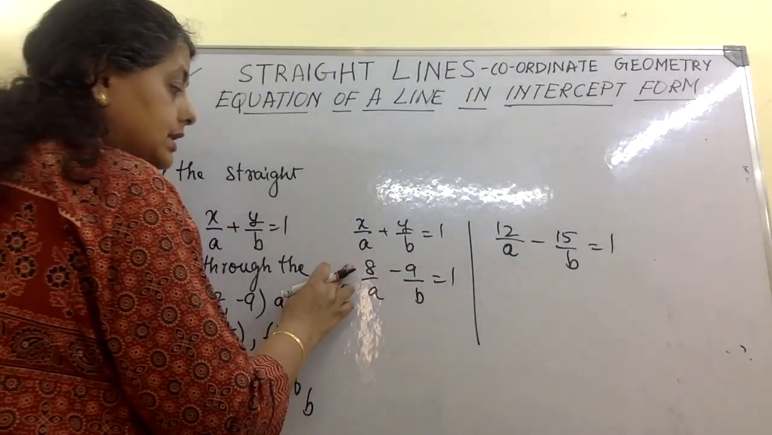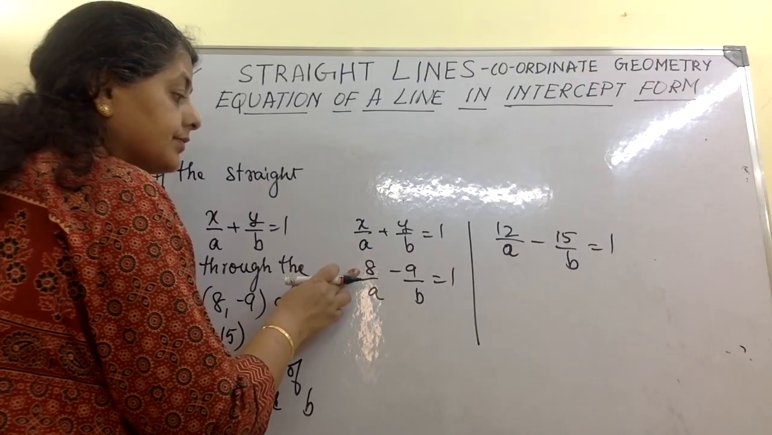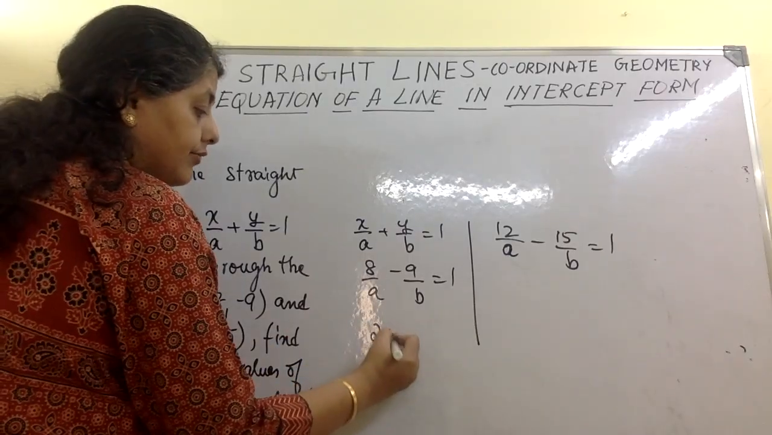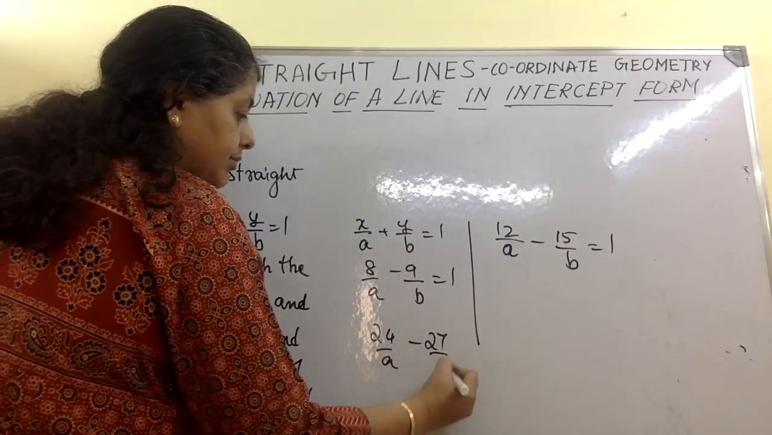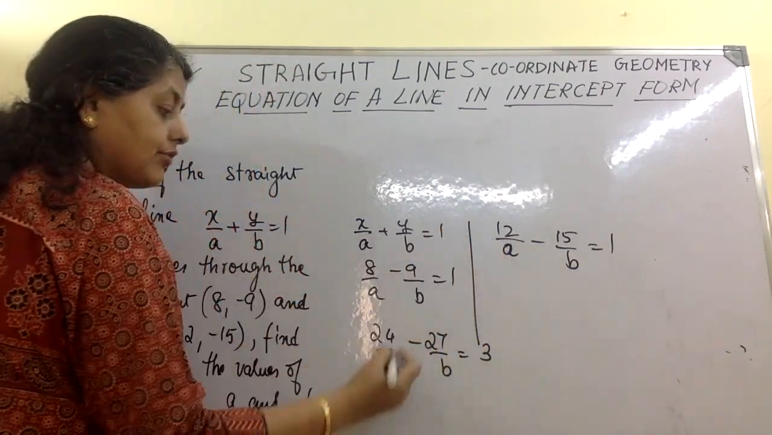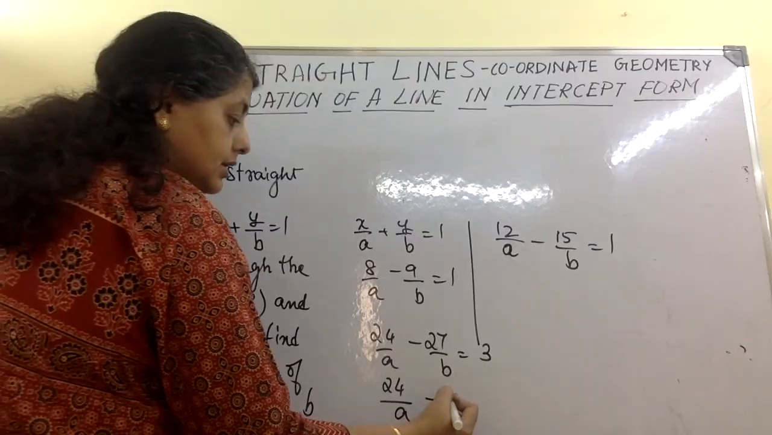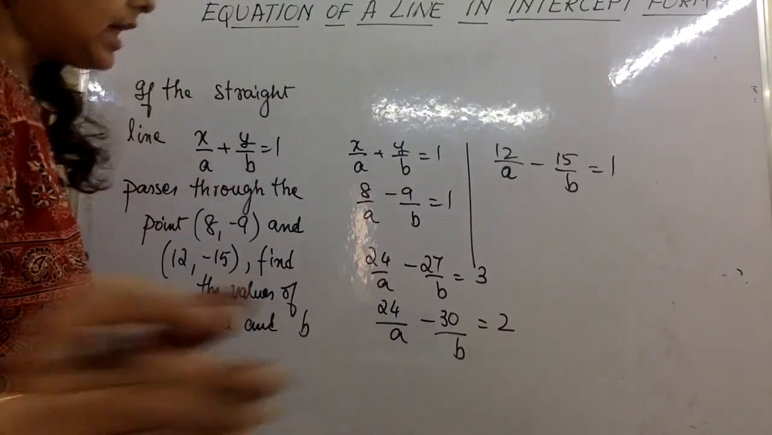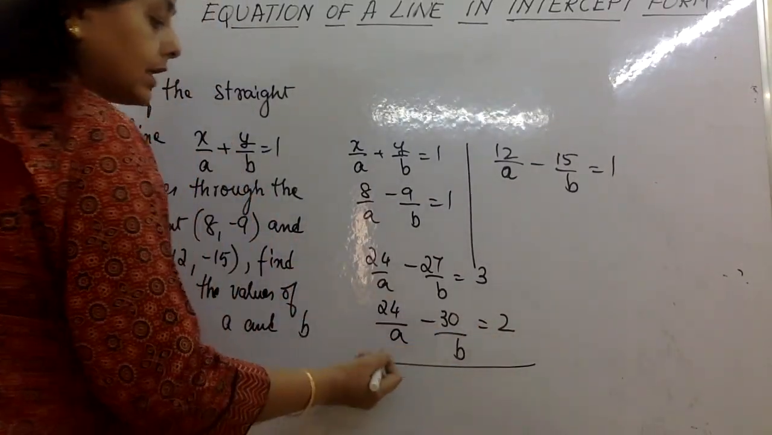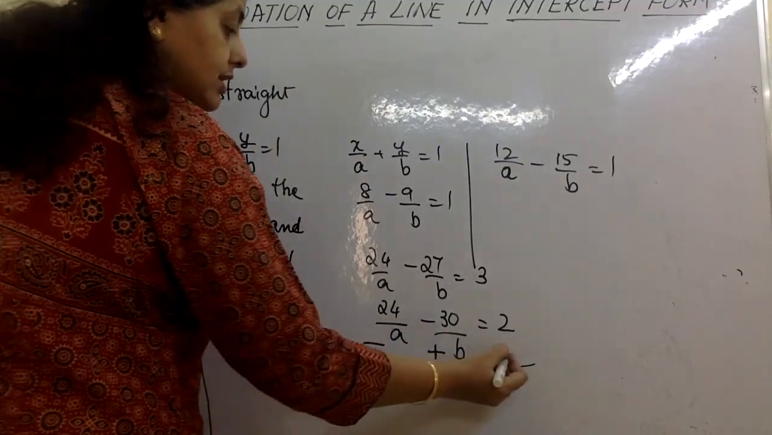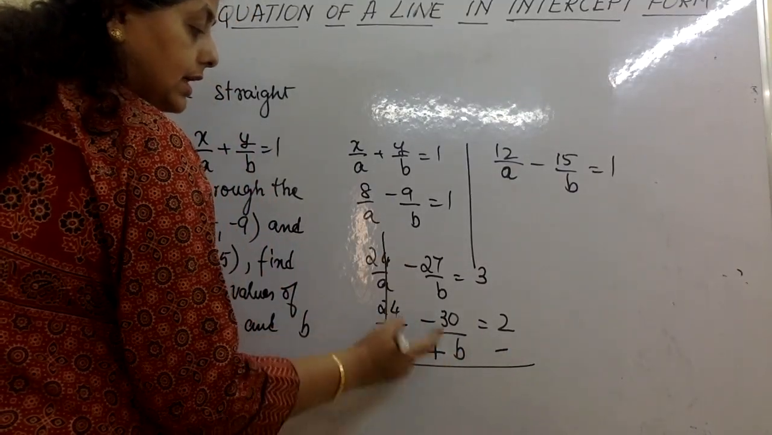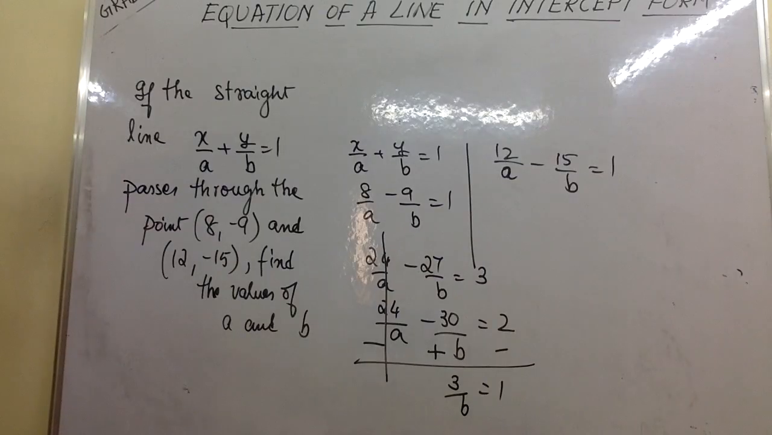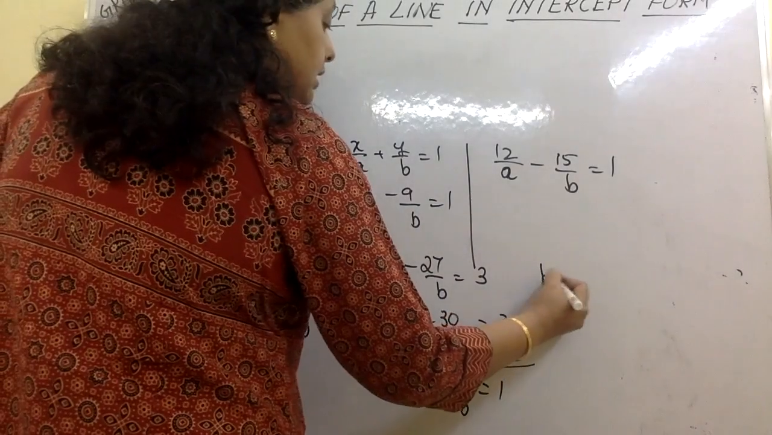So what we do here is, this equation I am going to multiply by 3. Okay, I get 24 by a minus 27 by b is equal to 3. This one I will multiply by 2 just to get 24. Okay, 24 by a minus 30 by b is equal to 2. Now you see I have got two equations with the same term. Now subtract. The sign changes because we are subtracting. This is gone. So here I have 3 by b is equal to 1. Okay, so b is equal to 3.